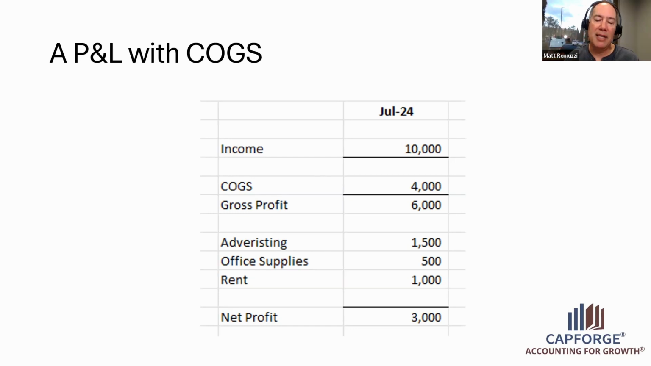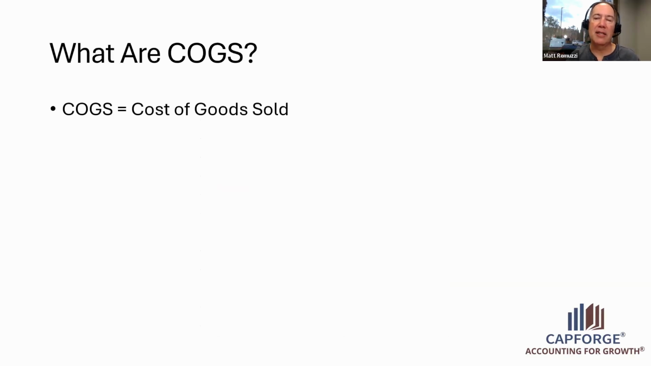And I want to track that separately from generic expenses like advertising that goes across many sales, office supplies that is not particular to one sale, or rent, which I run my whole business out of my location. It's not attributable to one specific sale. So cost of goods sold is a specific kind of expense. So what are COGS exactly?